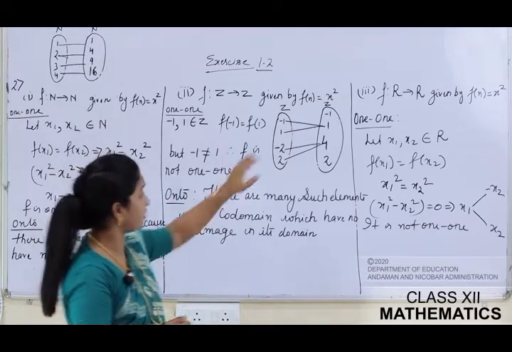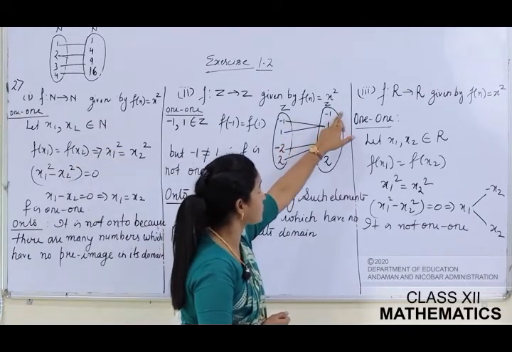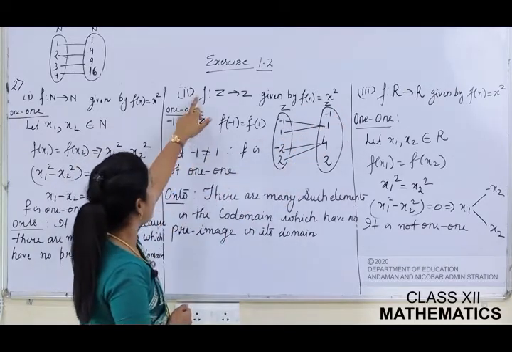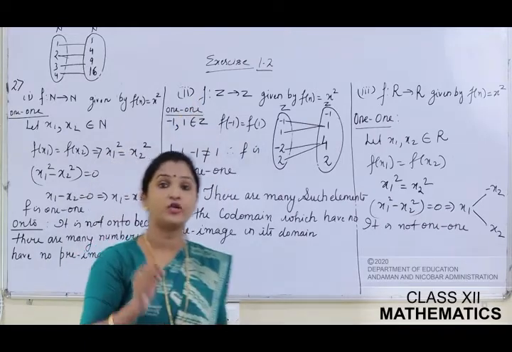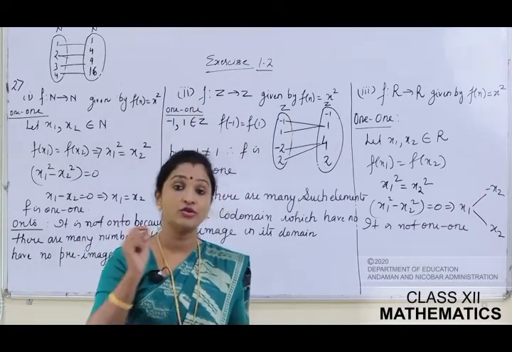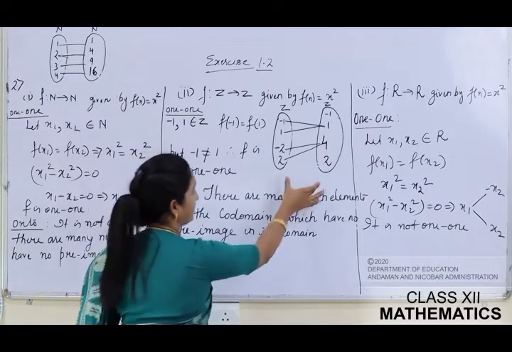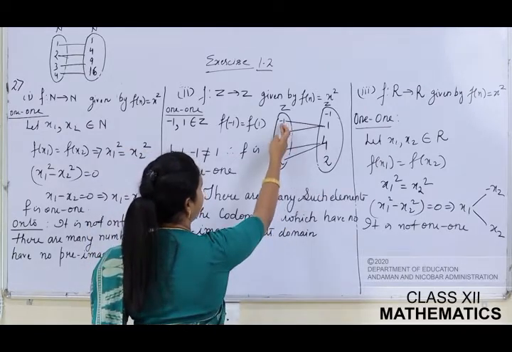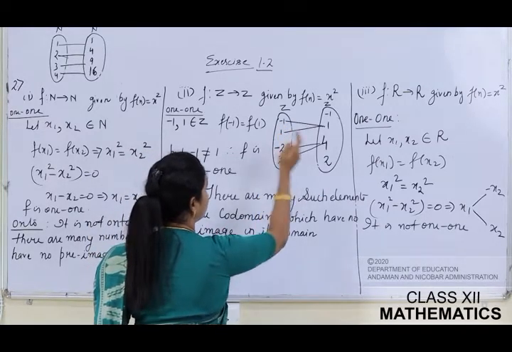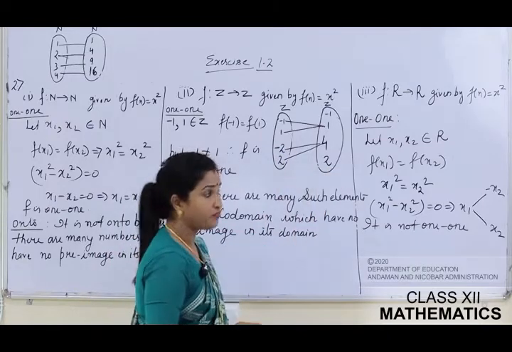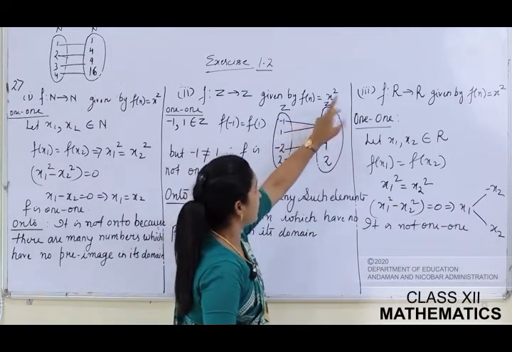The second question, the function is the same, f(x) is equal to x square. The only difference is f is a mapping from Z to Z. That means set of integers to integers. So I have taken one example here. Set of integers means I have taken -1, 1, -2, 2. Here also I have taken the same numbers. The function is f(x) is equal to x square.